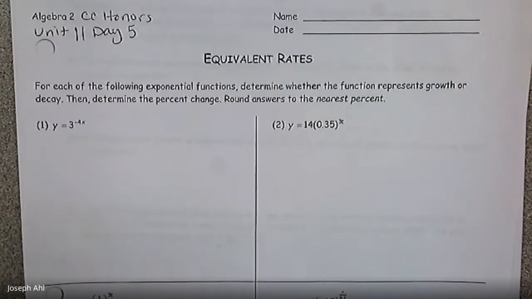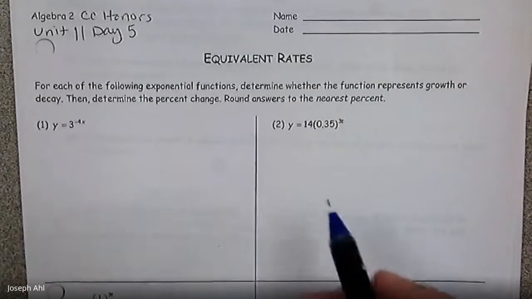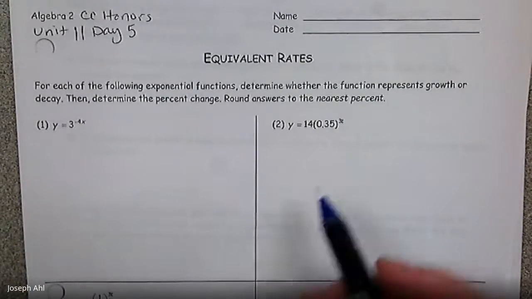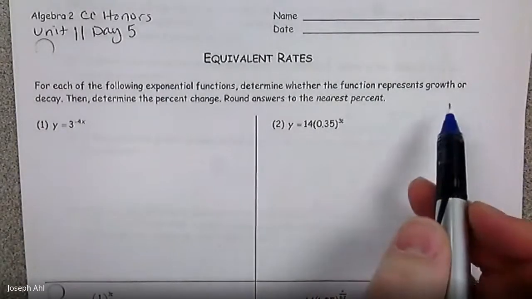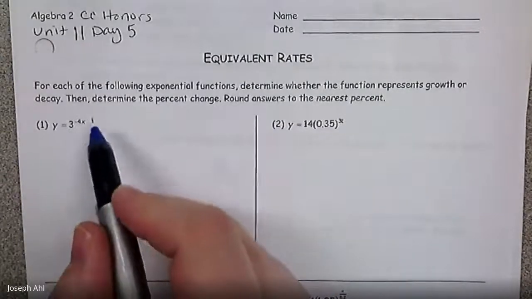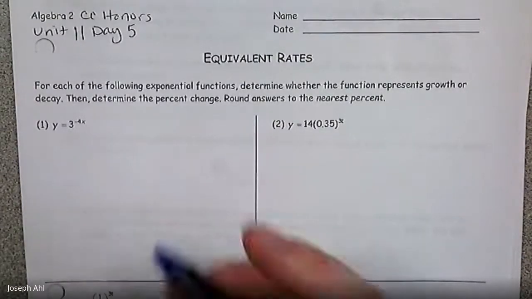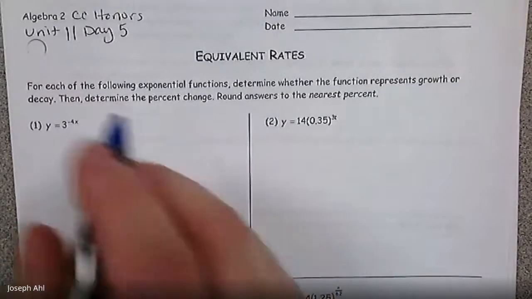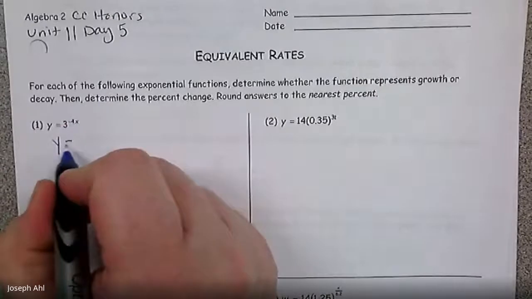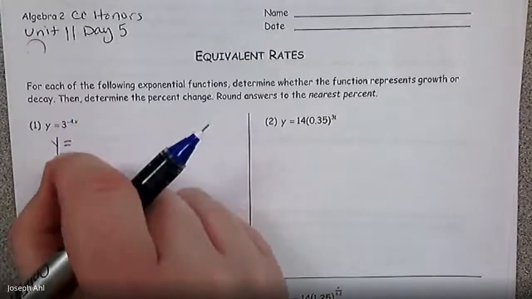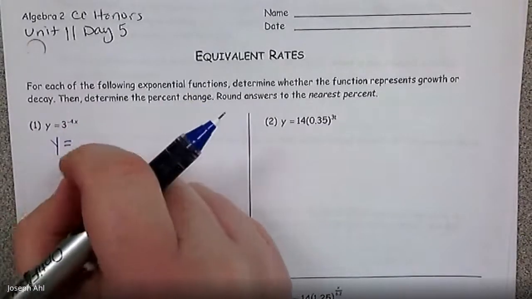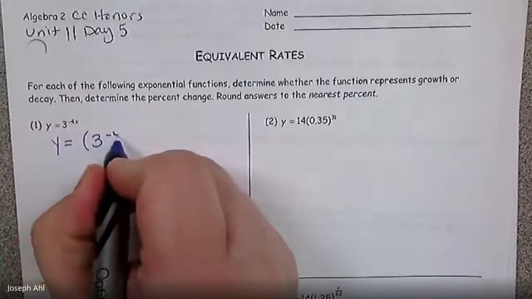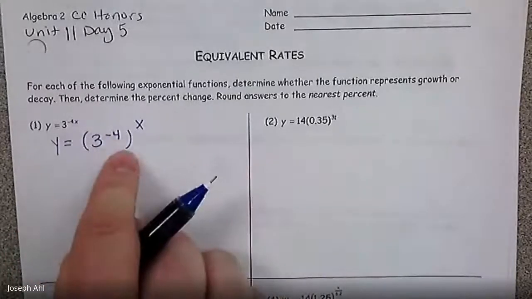To start the discussion, you'll see a bunch of exponential equations up at the top here. It says determine whether it represents growth or decay, and then determine the percent change, rounded to the nearest percent. If you look at this first example, 3 to the negative 4x, it appears that this is going to be an example of growth just because the base of the exponential is 3. But what I'm going to have us do for this first example is pull that negative 4 in as an exponent with that base 3. And I'll have you think about why we're allowed to write it in this format.